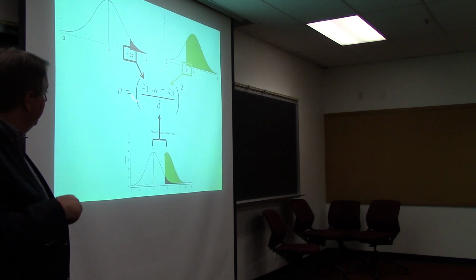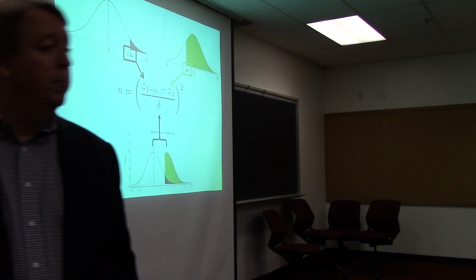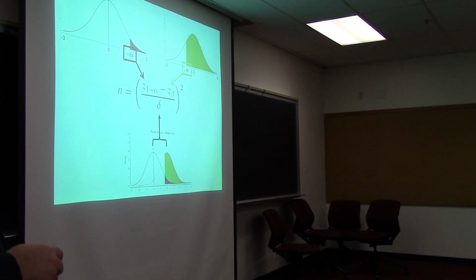So this is the little formula for doing a basic power calculation, sample size calculation like this. So n is equal to (z1 minus alpha minus z beta) divided by the effect size, and we're going to square that, and that gives us the sample size. Now where do these things come from and why are they here?